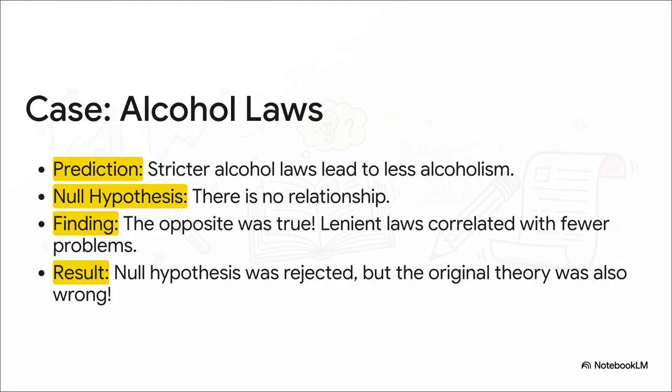But, and this is where it gets really cool, rejecting the null doesn't automatically mean your original idea was right. Take this study on alcohol laws. The researchers' theory was that stricter laws would lead to less alcoholism. The null hypothesis, of course, was that there's no relationship. Well, they found a relationship, so they rejected the null. But get this, it was the opposite of what they predicted. Countries with more lenient laws actually had fewer alcohol-related problems. And that's the kicker, right? Sometimes the biggest discoveries happen when you prove both the default assumption and your own theory wrong.